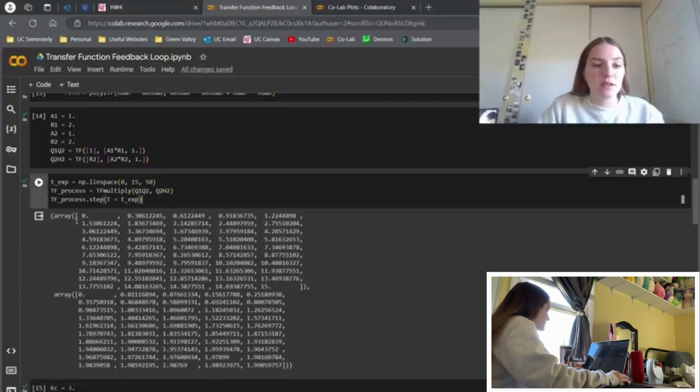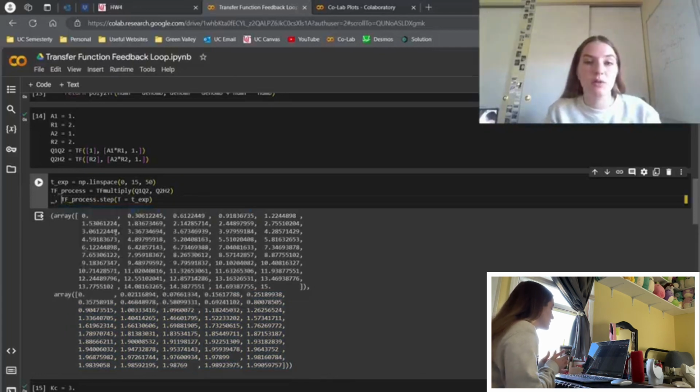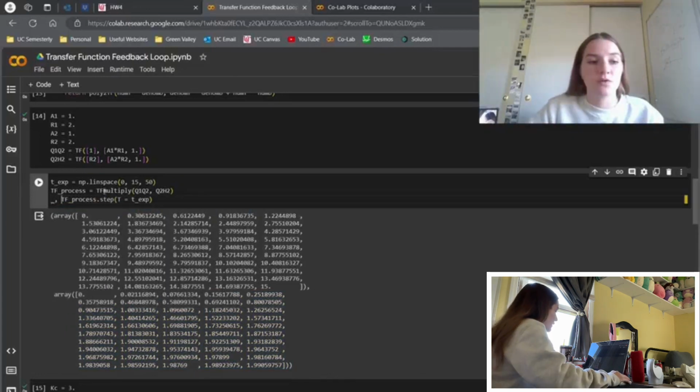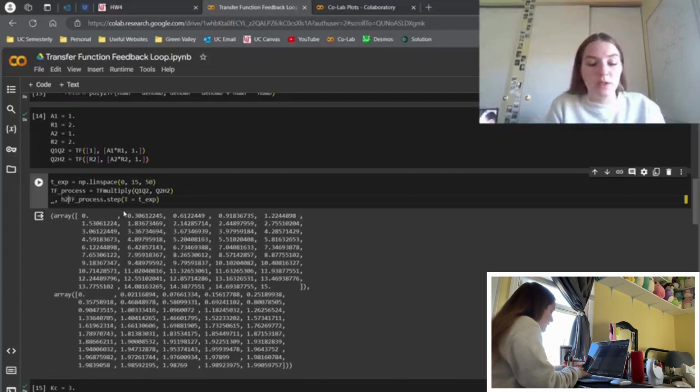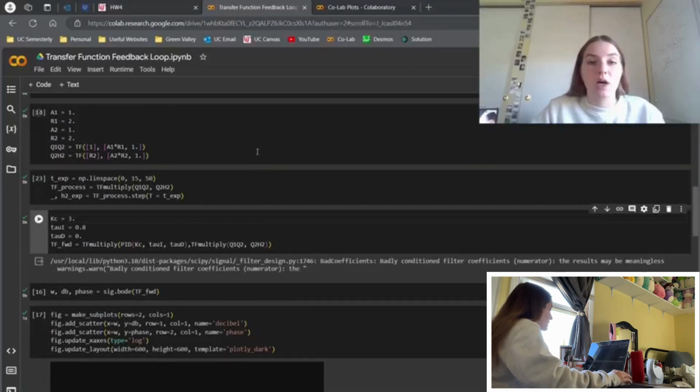So now we can see that this gives us 50 values between 0 and 15 for our times, and it gives us the corresponding H2 deviation value. So we can set this equal to an underscore for our t experimental since we already have those values from our linspace, and then we can do our H2 experimental values. And now we can plot this out.